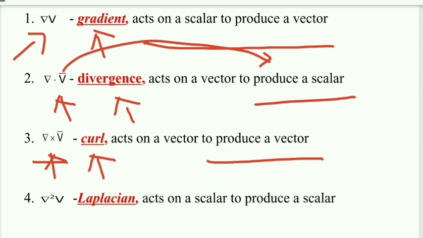In the fourth one, del operates on a scalar, V is a scalar, and results in another scalar. This operation is known as the Laplacian operation. So we can expect one question from a competitive exam from this area.